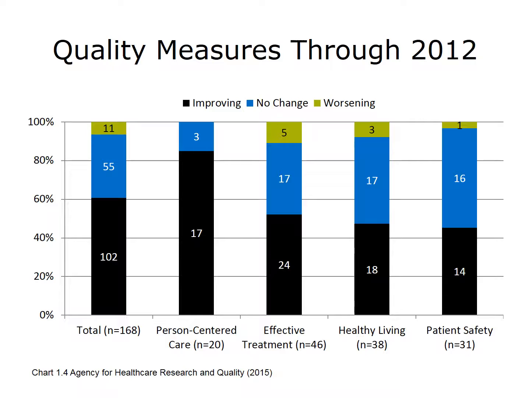This chart shows the number and percent of quality measures tied to the NQS and whether the measure has improved, remained the same, or worsened between 2001-2002 and 2012. Numbers in the box represent the number of measures in each category. For example, among a total of 168 measures captured, 102 measures are improving, about 60%. 55 measures show no change, and 11 are getting worse.